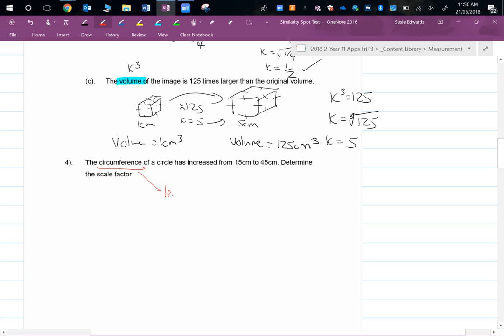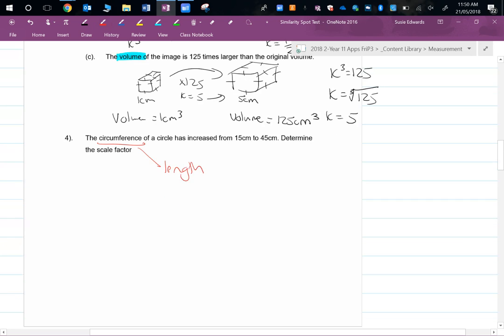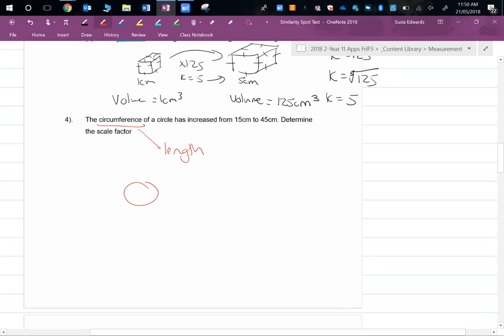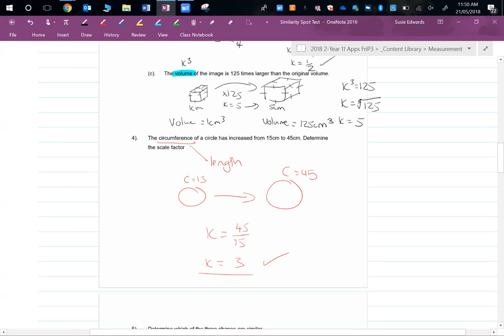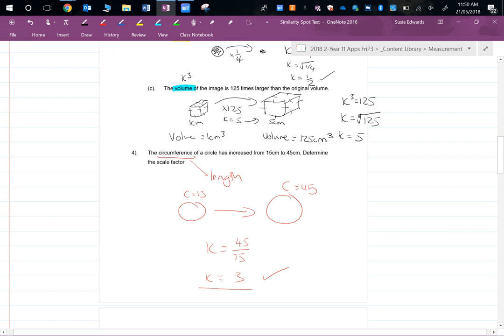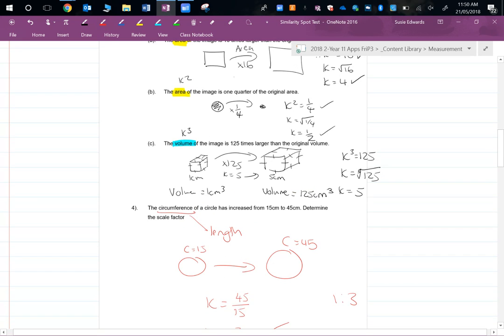Its length, okay? So K is just whatever the difference is. We've got a circle with a circumference of 15, to a circle where the circumference is 45. How do I find K? 45 divided by 15, so it's 3. That's only worth 1 mark. If you wrote 1 to 3, that would be fine.